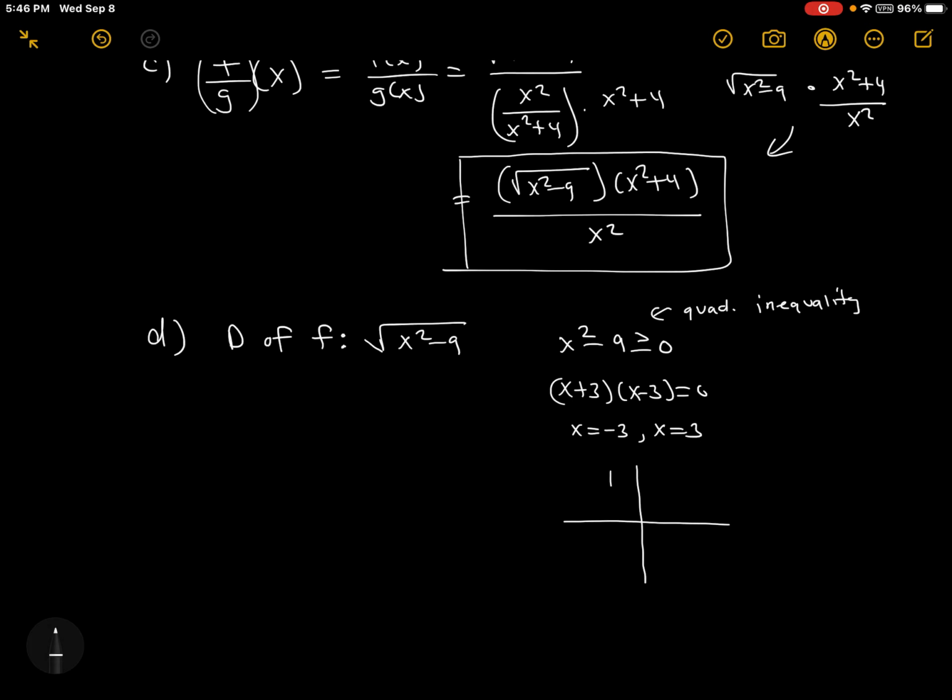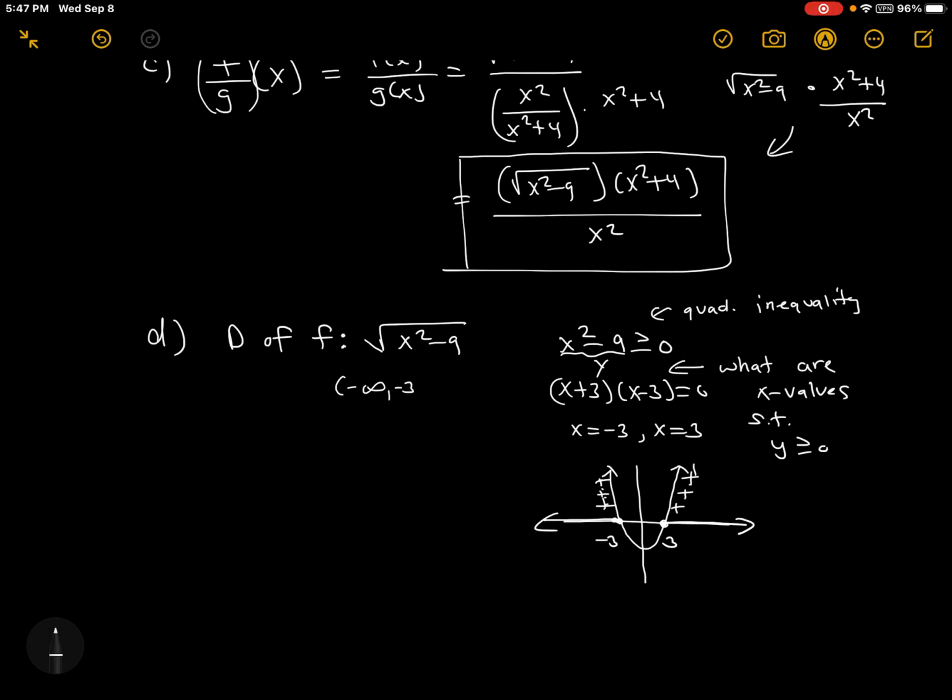And at -3, this is +3. And again, just a quick review: this means what are the x values such that y is greater than or equal to 0? So notice this is plus, plus, plus, plus, plus, plus, plus. Y is greater than or equal to 0 from -infinity to -3, union 3 to infinity. That's where the y is positive. So the final answer for the domain of f is -infinity to -3, union 3 to infinity. If you want to write it like this, that's fine.